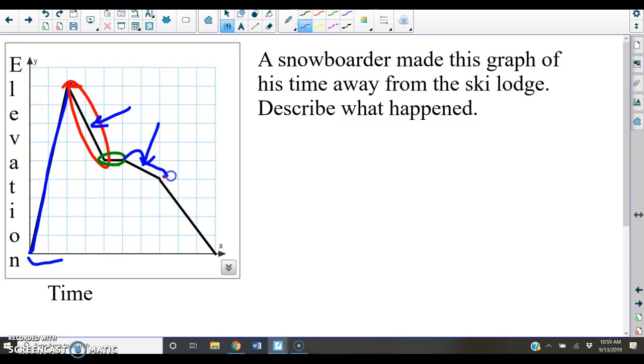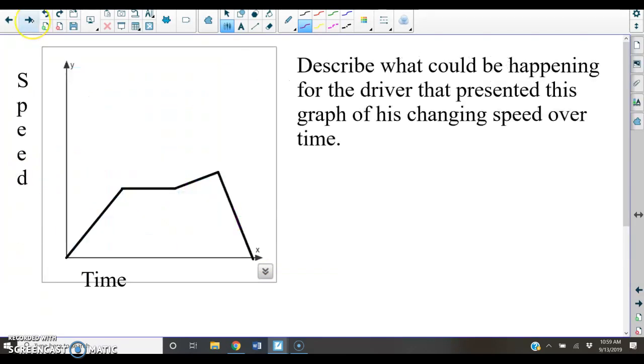Okay, and this last bit, he just took off down the hill and said, I'm going back, I'm getting cold, I need to get a new strap for my snowboard, whatever. But then he takes off, and down here, of course, he's back at the lodge. You can make up your own story. Does not have to be my story.